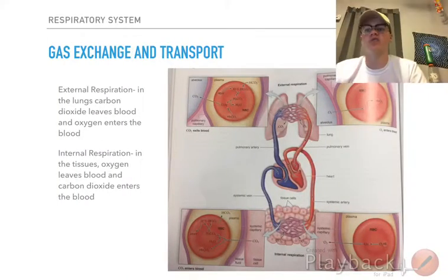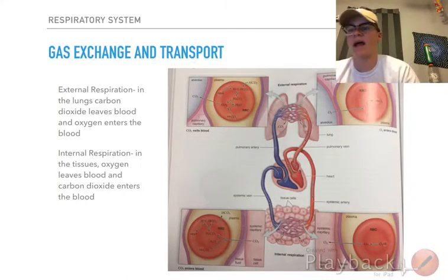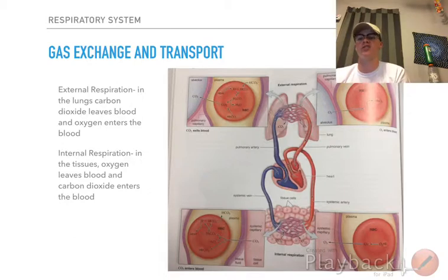All right, gas exchange and transport. Like I said before, external and internal respiration. We're going to look at it a little more in depth here. External respiration is in the lungs, and carbon dioxide leaves the blood and oxygen enters the blood. Internal respiration is in the tissues. Oxygen leaves the blood and carbon dioxide enters the blood.